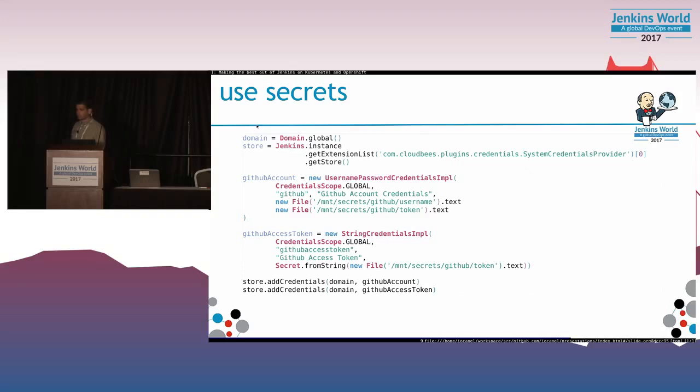Why do we suggest this approach? The answer is that we don't want to include sensitive information directly in our image. We don't want to pass sensitive information as part of environment variables. We don't want to do any of that. So we mount the secrets, and then we use a Groovy script to install the secrets to our Jenkins master.